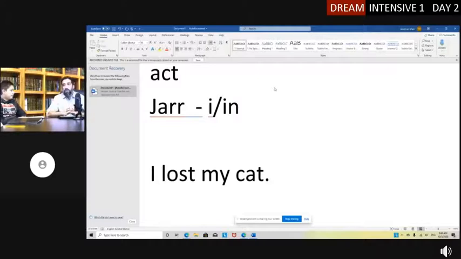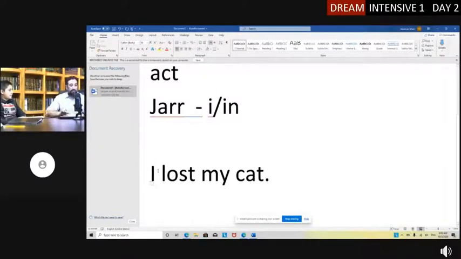Okay. And what's another way of saying my cat? I lost the cat of mine. Yes. Which cat of mine, right? Which means the word my is kind of after what? After of, so it makes it jar.